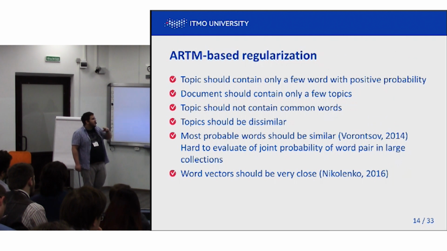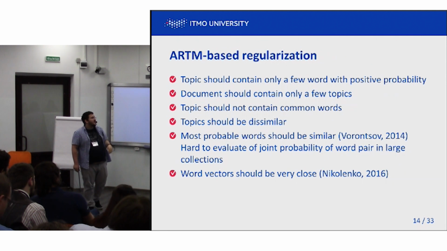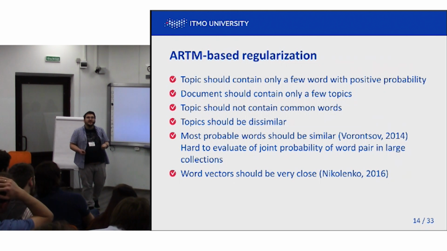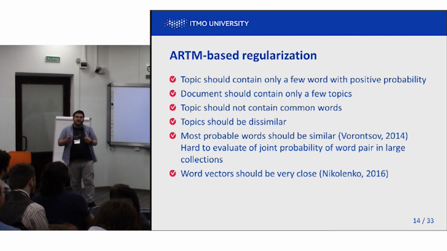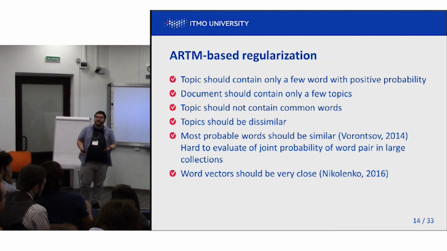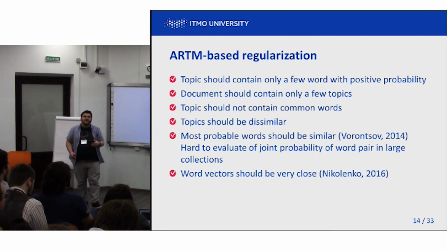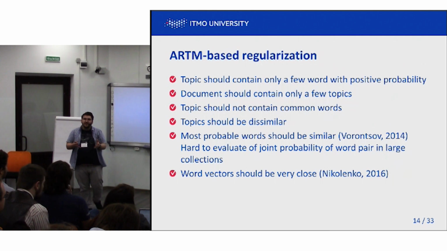Also, how can we compare words? One approach, which is super old, is to compare words using probability learned on the documents. However, it's very hard to learn joint probabilities of pairs of words using documents, so it's not generally applicable. Another approach is to use word vectors. Sergei Nikolenko's paper is using embeddings to compare words.